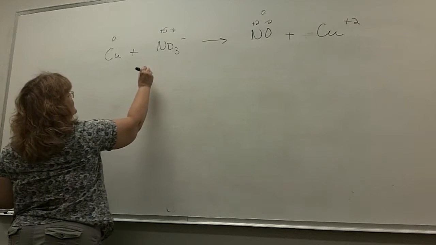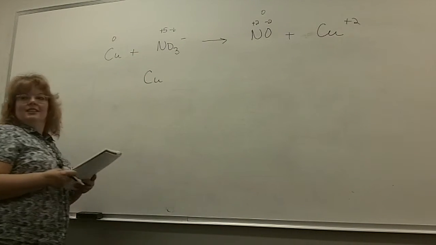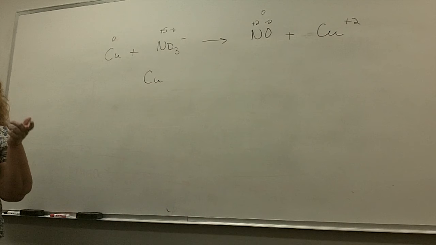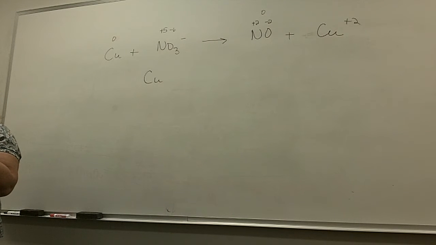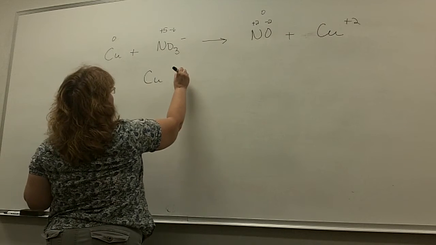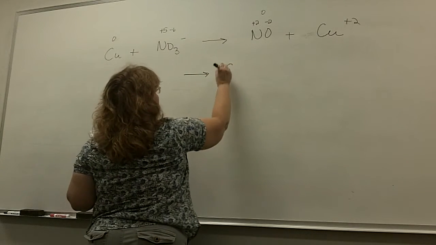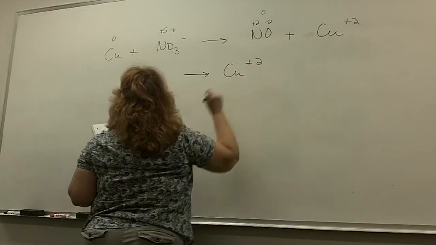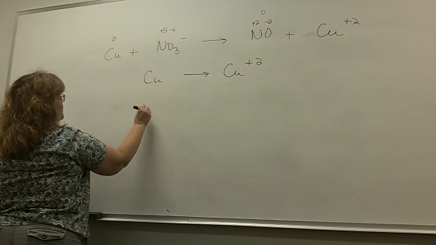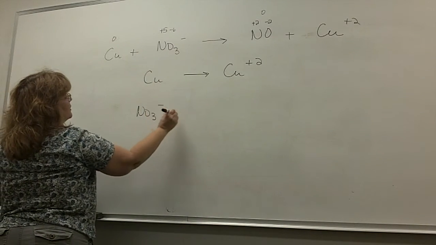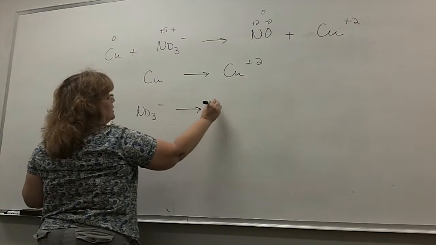And this is where these differentiate from the others, because they are defining charges, and they're defining charges because it's in an acidic solution. Versus if you're not in any kind of solution, then you would balance it by its charge. So we've got copper going to Cu plus 2, and we've got NO3 negative going to NO.